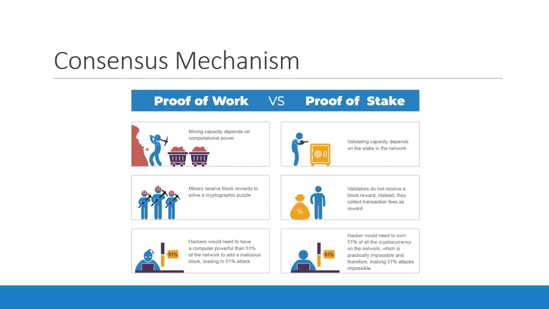Below, we summarize the main differences between proof of work and proof of stake. Where miners use their computational power in proof of work, validators depend on their stakes. In terms of attacks, hackers need at least 51% of the computational power to control the network in proof of work, which is impossible in proof of stake.